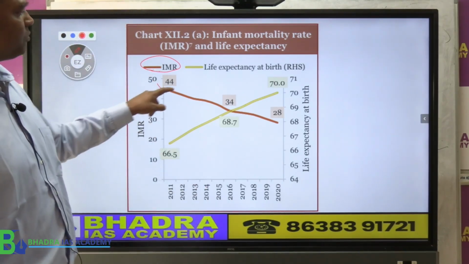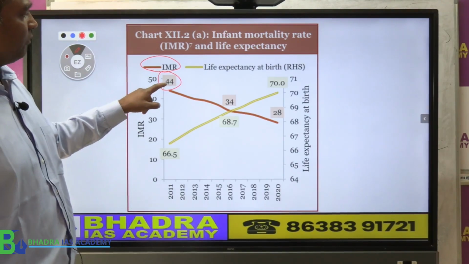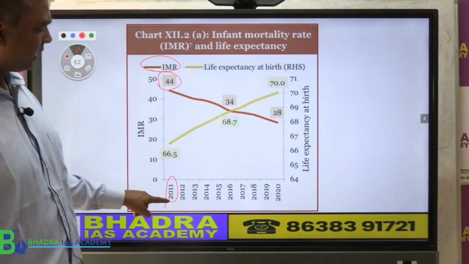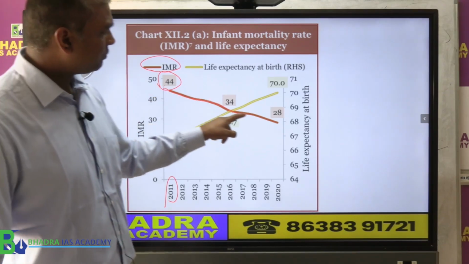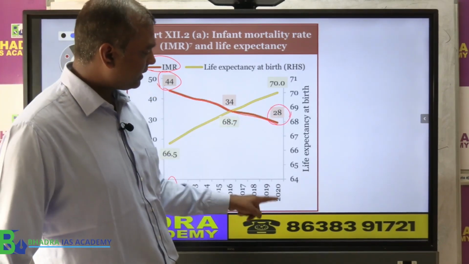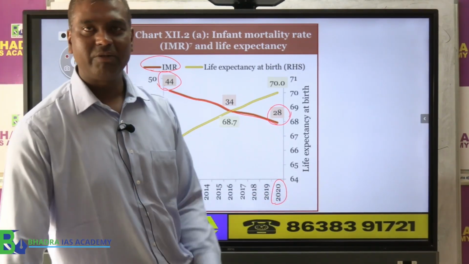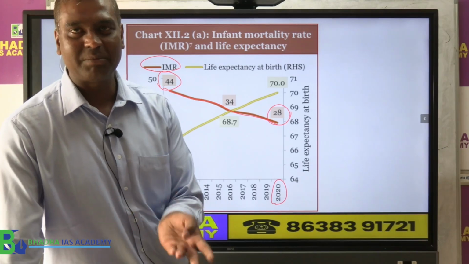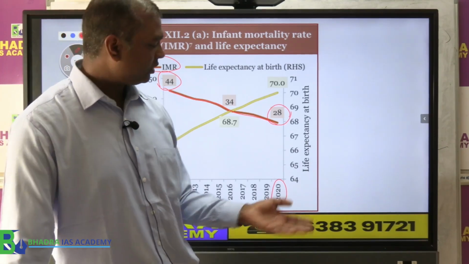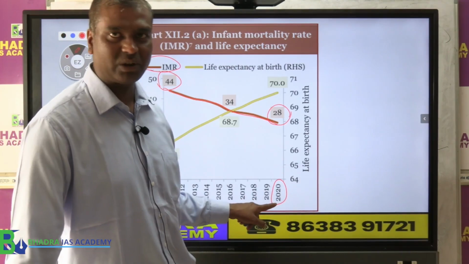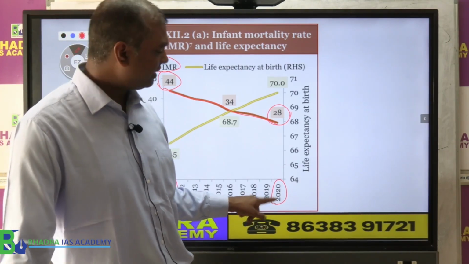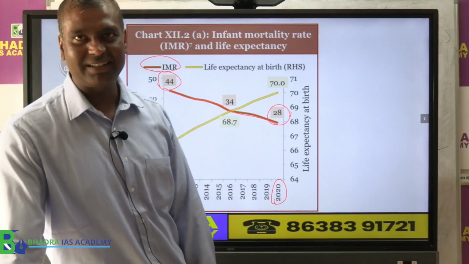Now the death of children has gone down from 44 in 2011 to 28 in 2020. Well, after 2020, we don't have this data, neither MMR nor IMR. So the economic survey also keeps it to only 2020. Very interesting, the last 4 years they have not published this data.